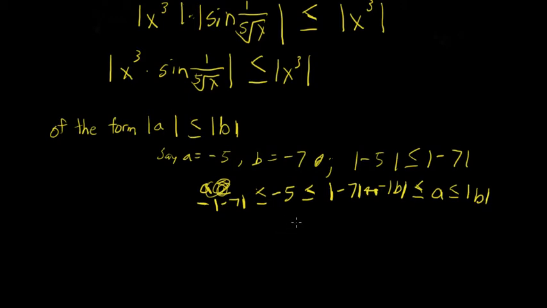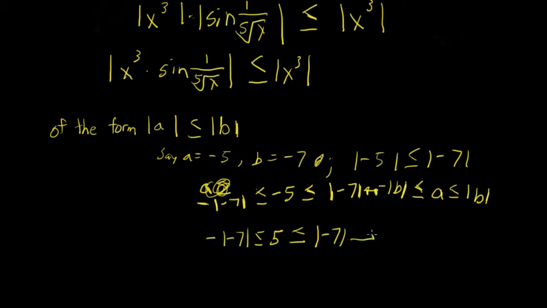But also 5. We consider -5 is less than or equal to the absolute value of -7, but greater than or equal to negative the absolute value of -7. But 5 is also less than or equal to the absolute value of -7, and greater than or equal to negative the absolute value of -7.